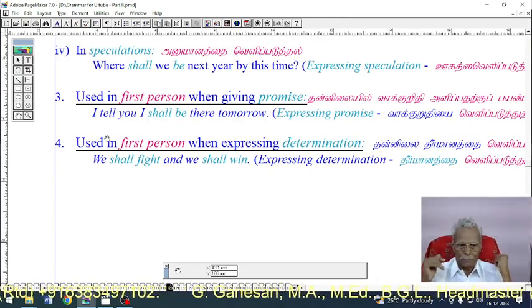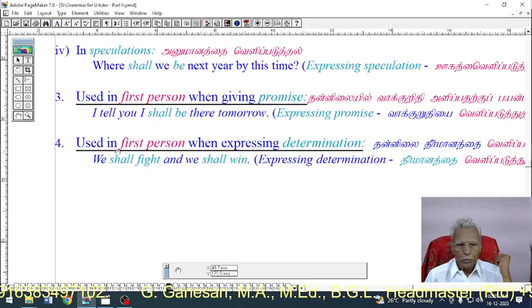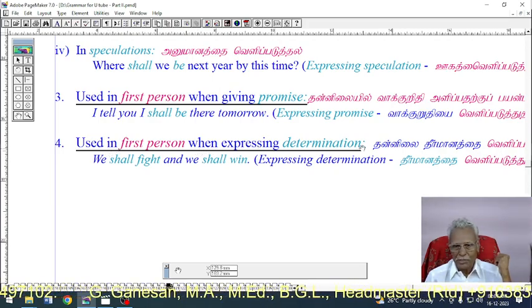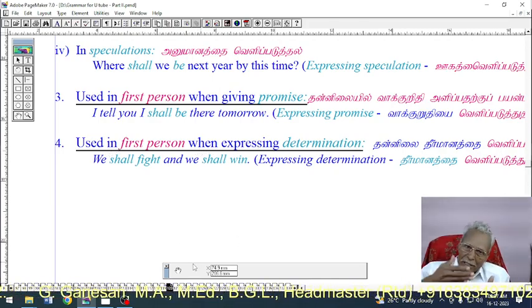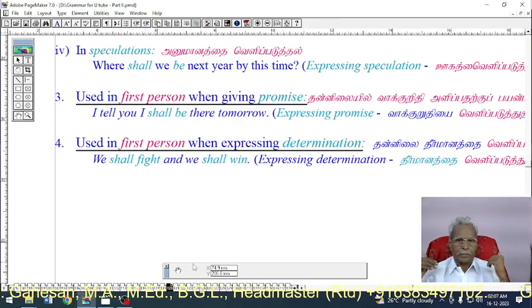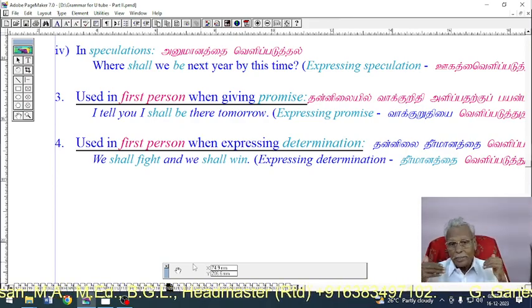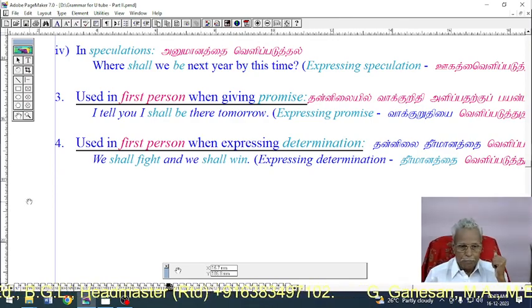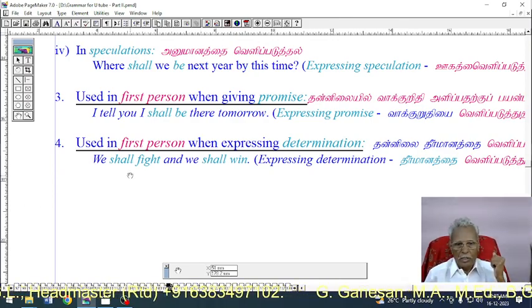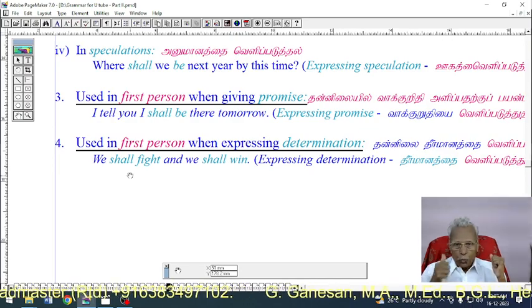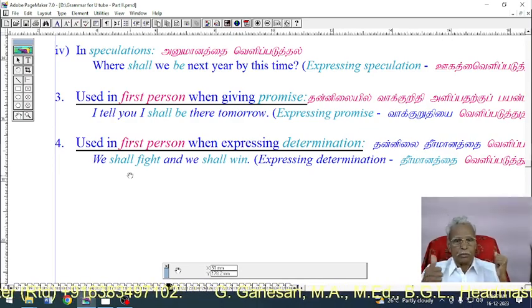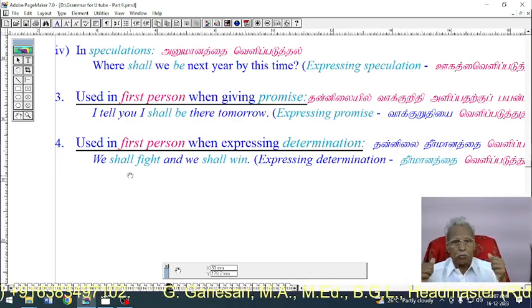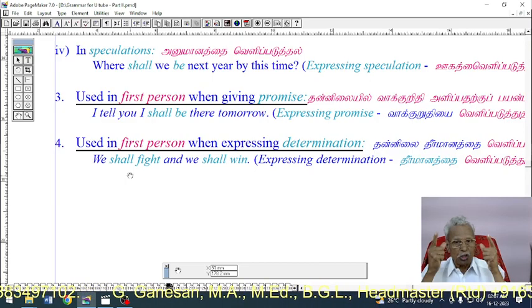Then, shall is used in the first person when expressing determination. To express the determination of the speaker, shall is used in the first person. We shall fight and we shall win. It is the determination of the speaker.